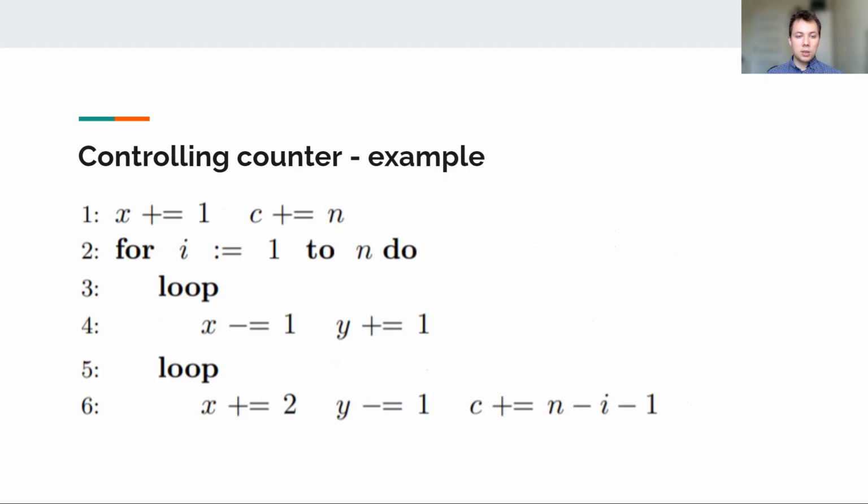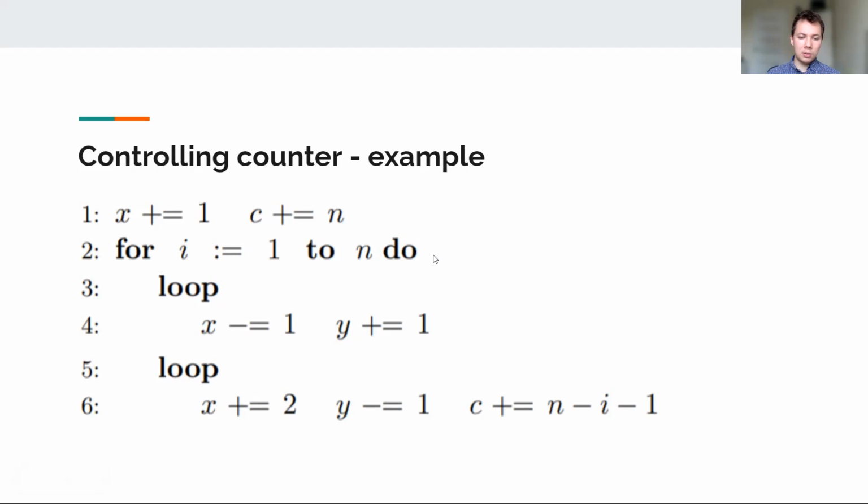So here you can see how the controlling counter works in an example. So we want to test x after this loop in line 3, and we want to test y after this loop in line 5. As I said on the previous slide, with the controlling counter we can test one counter, but this technique can be easily modified to control many counters.